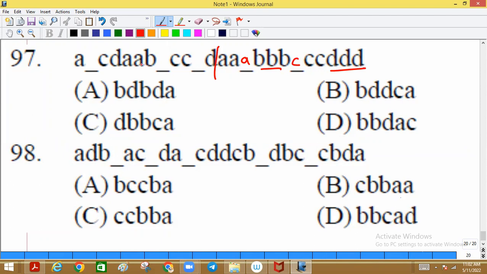Similarly, if you see the next two, all are two repetitions. So double A, double B, double C, double. In the same way, A, B, C. So this is the series. By observation, you can get the answer, right? So B, B, D, A, C. By observation, you get the answer. Next one, 98.